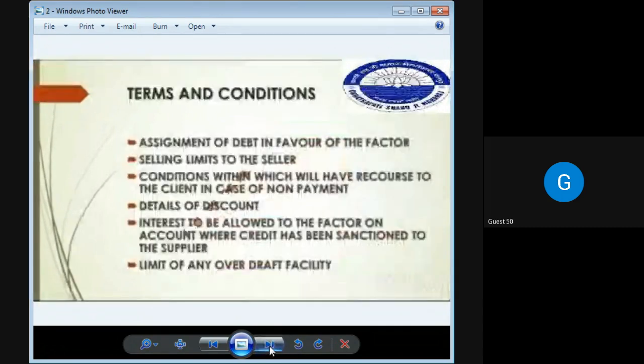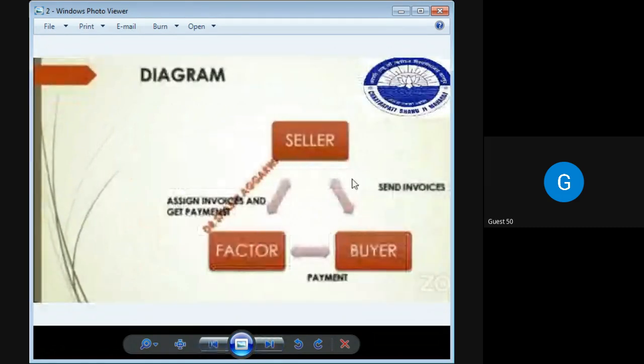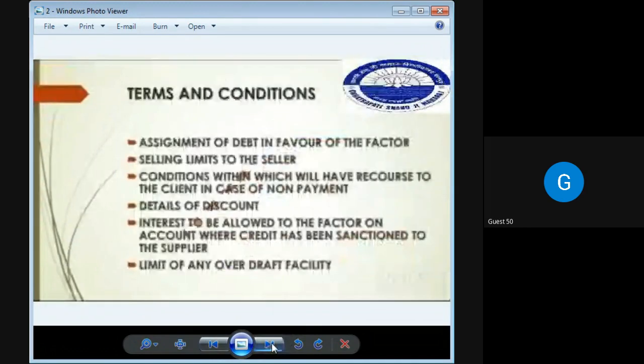Okay, students. आपने ये डायग्राम देखा था, इसे आप डायग्राम में देखिए, ये सारी चीजें यहाँ पे दिखाई गई थी. Okay. Now, what are the terms and conditions related to the factoring process? So the first one is assignment of debt in favor of the factor.